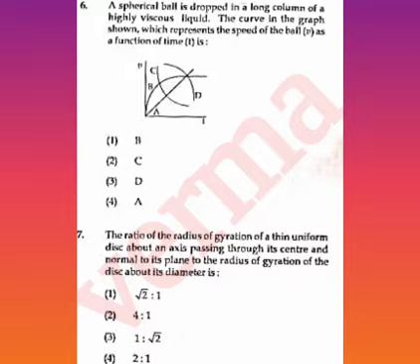Next, question number 7. The ratio of the radius of gyration of a thin uniform disk about an axis passing through its center and normal to its plane to the radius of gyration of the disk about its diameter is: option 1, root 2 ratio 1; option 2, 4 ratio 1; option 3, 1 ratio root 2; option 4, 2 ratio 1. The correct answer is option 1, root 2 ratio 1.